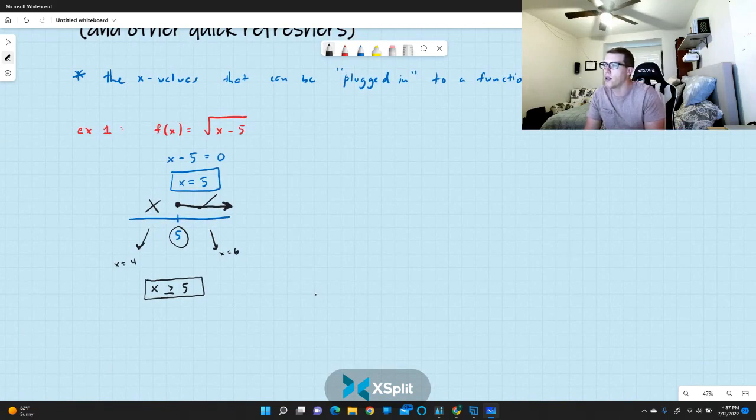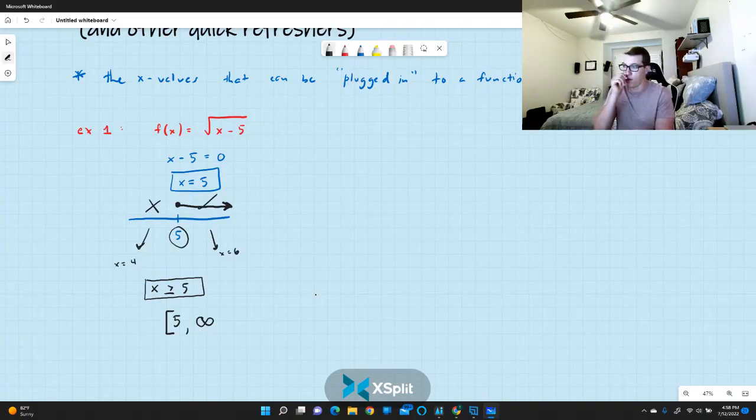Use the number line to set up your interval. So it looks like this. 5 is the boundary point. 5 worked, so we put a bracket on 5, because bracket means it's included in the domain. Comma, all the way up to the end of the interval.